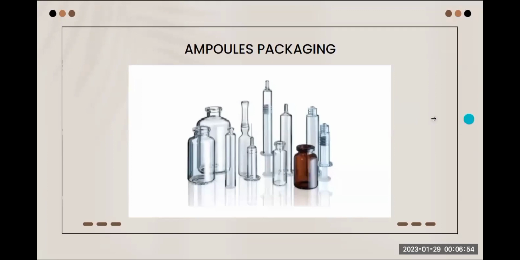Ampoules packaging is a small sealed glass or plastic sealed bottle which is used to contain a preserved sample of liquids. Ito yung madalas gamitin sa mga pharmaceutical or mga personal care or cosmetic products. Next po.